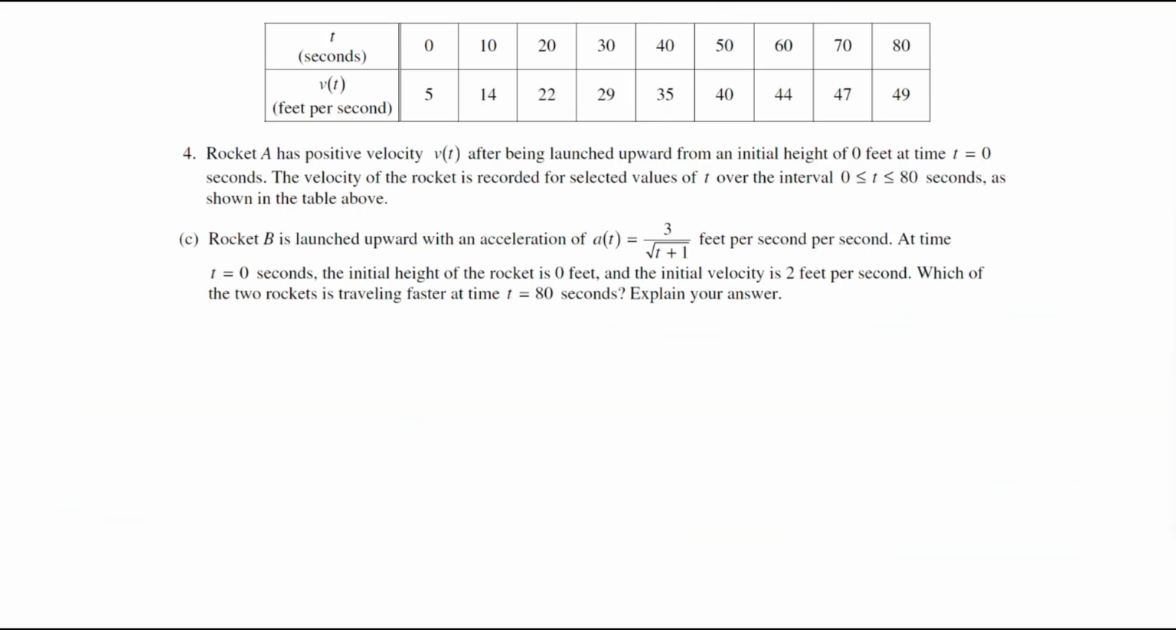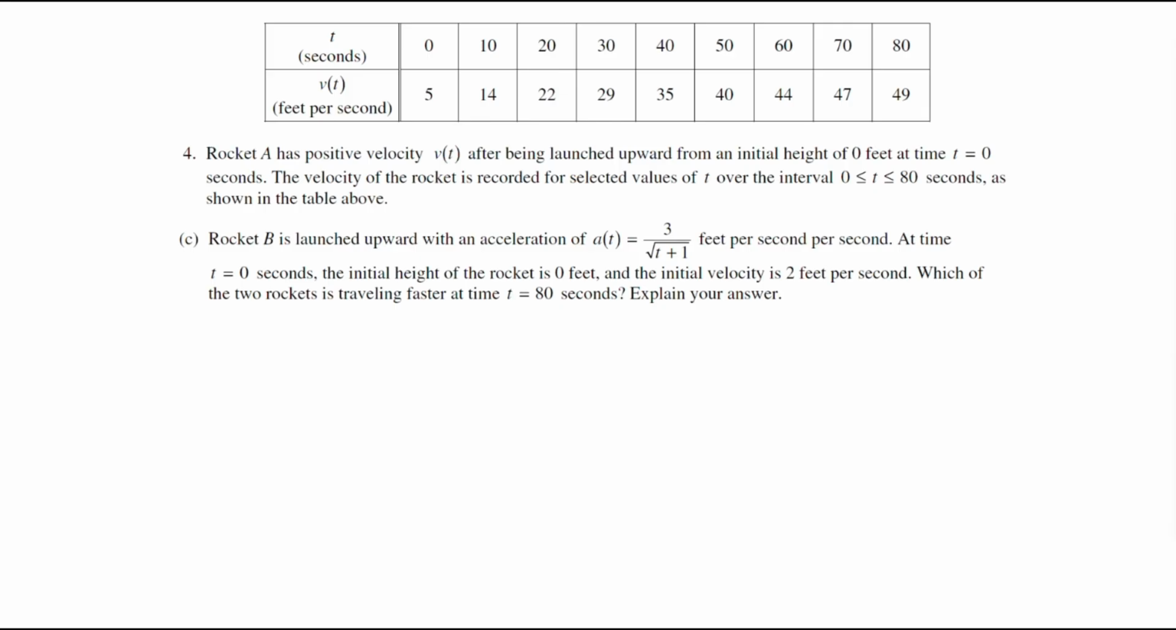Now our last part of this question, part C, says the rocket is launched upward with an acceleration of 3 over root t plus 1 feet per second per second. Now, if you hadn't known what the units were supposed to be in part A for acceleration, well, there you go. There's your units for acceleration right here. You could have just found it in part C.